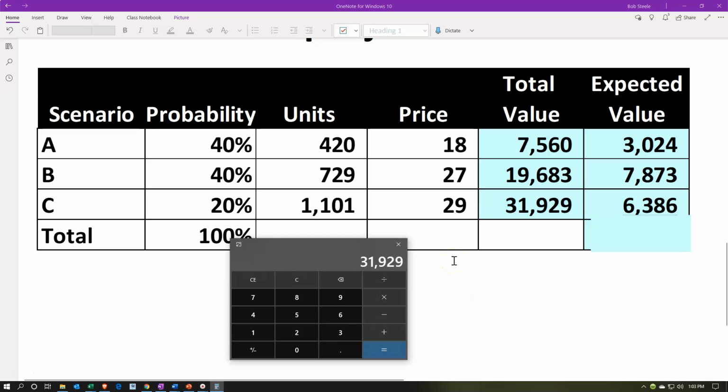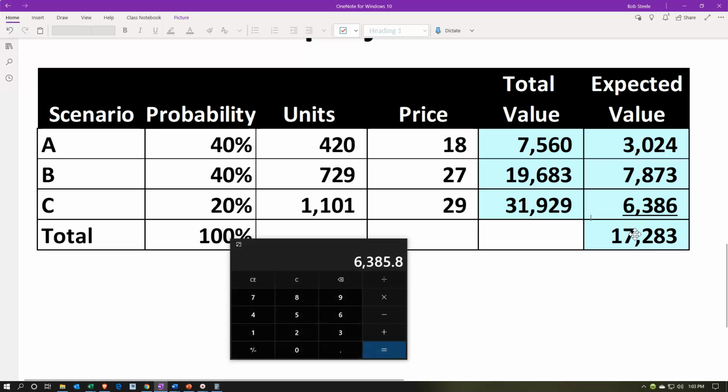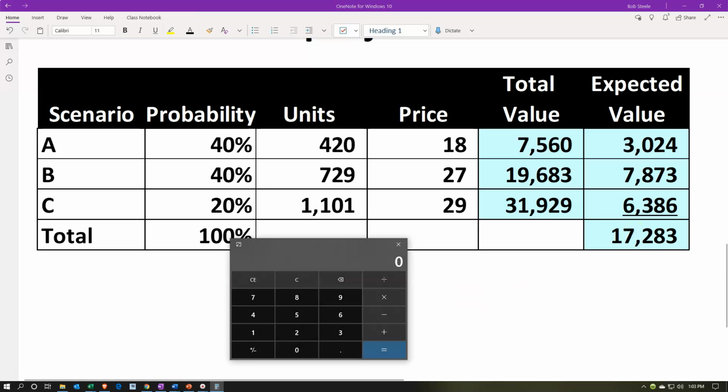Obviously in a book problem, remember you're going to have to round to whatever number they're rounding to oftentimes. But again, in practice, you're looking to make it something that's useful for decision-making purposes. And rounding is always a factor. So then we're going to take the 31,929 times the 0.2, giving us about 6,386. If we were to add these up, we're going to take the 3,024 plus the 7,873 plus the 6,386. That's going to give us our 17,283.